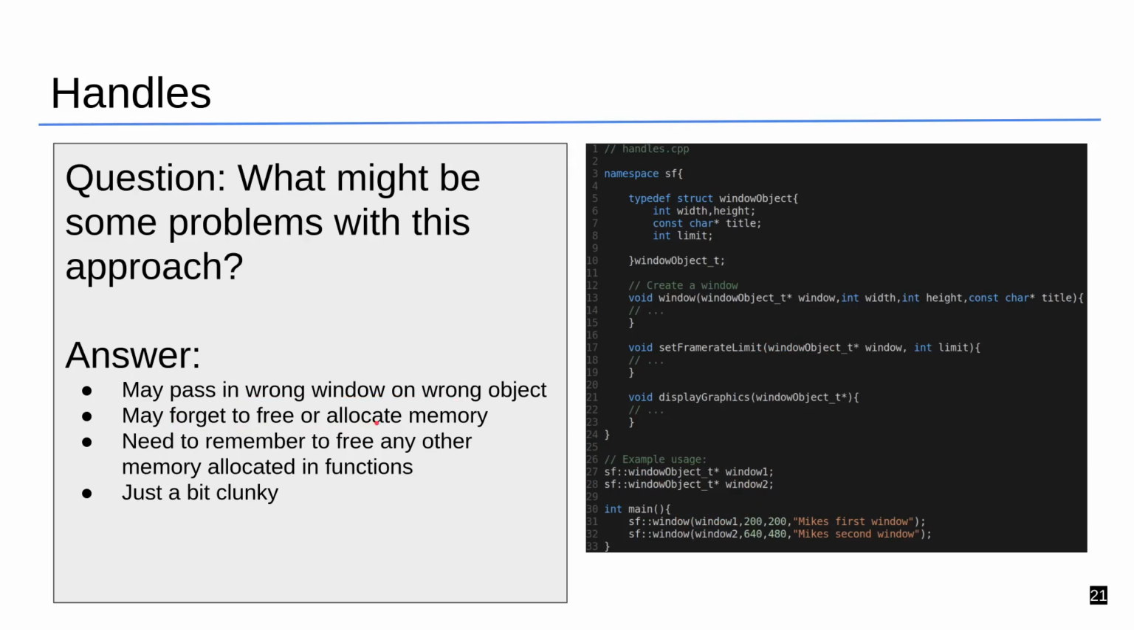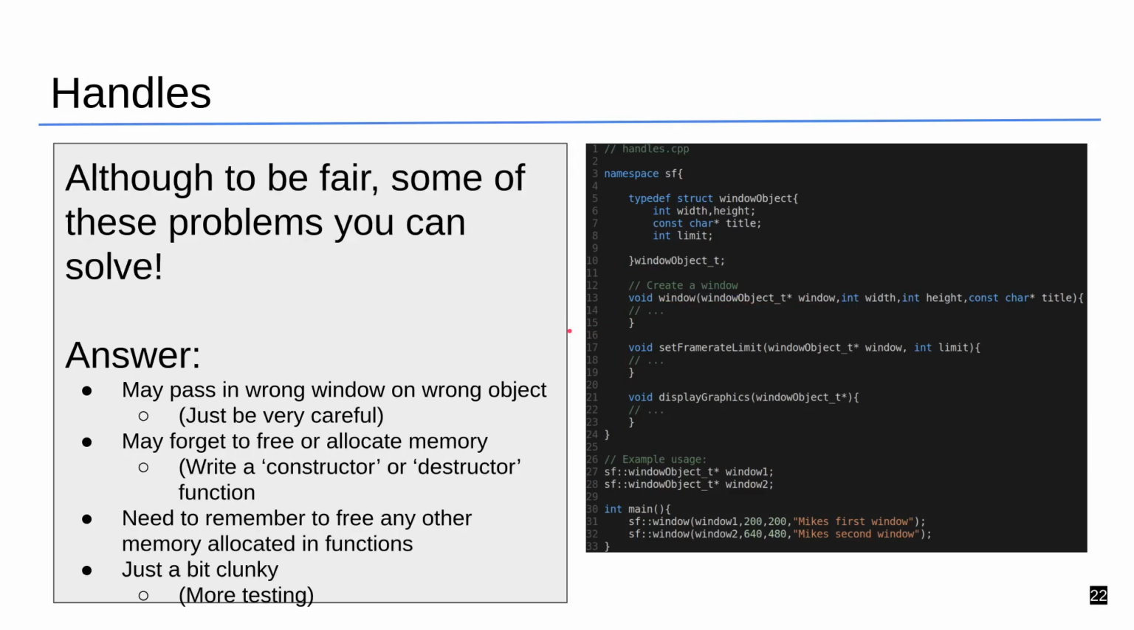You may forget to free or allocate memory like I've done here. I haven't explicitly done it here. And you need to remember to free any other memory allocated in these functions. Maybe they're allocating memory here, we lose track of it or whatever. It's just a little bit clunky. Sometimes this is okay. We do this in C programming all the time. We pass a handle or an object as the first parameter, but it's still clunky. It can be error prone. We again probably want a better abstraction on top of this, right?